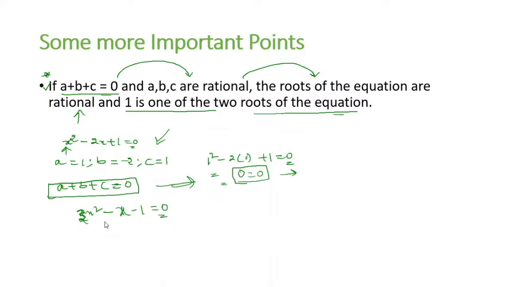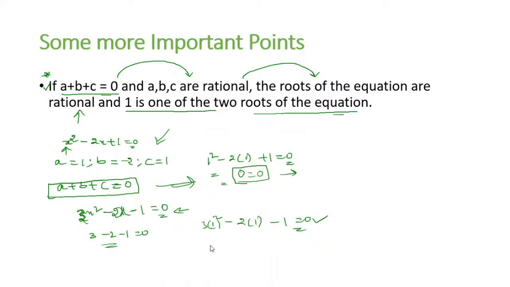Now let us take another example: 3x square minus 2x minus 1 is equal to 0. What are the roots of this equation? Here a plus b plus c is equal to 0, so let us try to substitute 1 in this equation. When we substitute 1, this equation holds true. So 1 is the root of this equation.